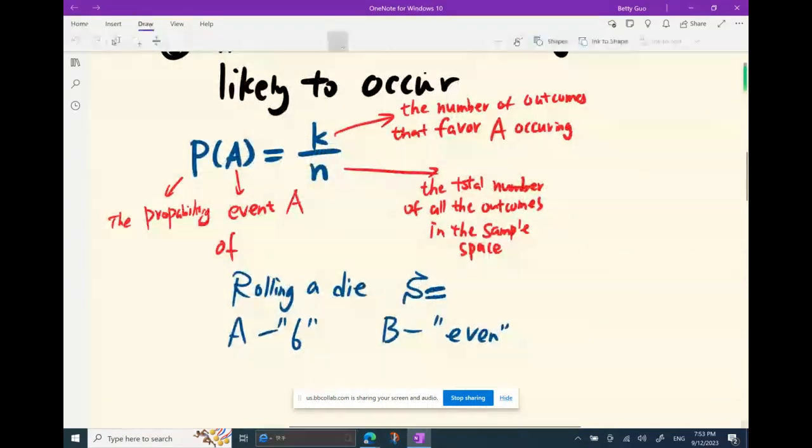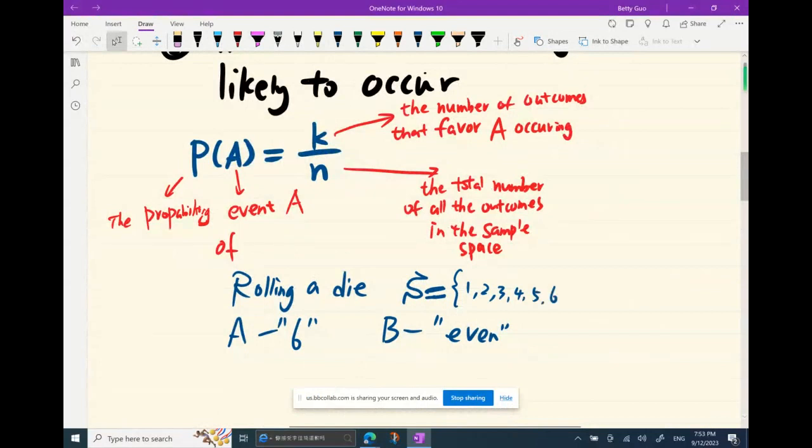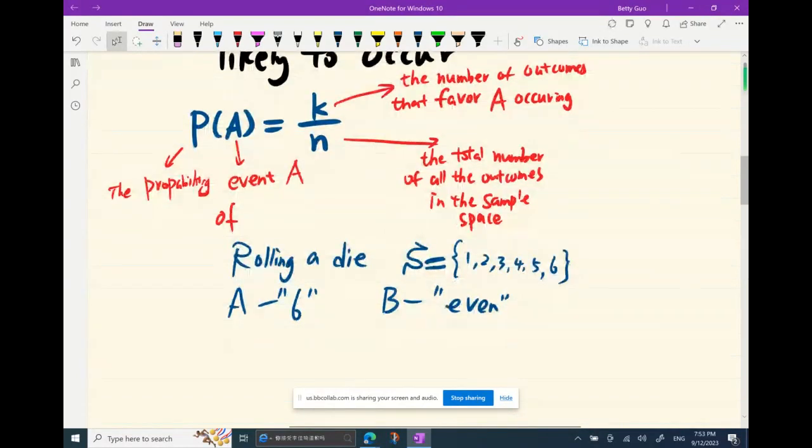So rolling a die has a sample space containing 6 outcomes. Do we agree rolling a die is a classical model? It is classical. Why is it classical? Because the sample space has a finite number of outcomes, and all 6 outcomes are equally likely to occur because it's a fair die. Then in this model, we are going to use the formula to compute the probability.